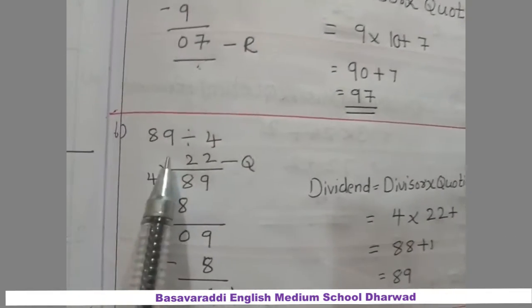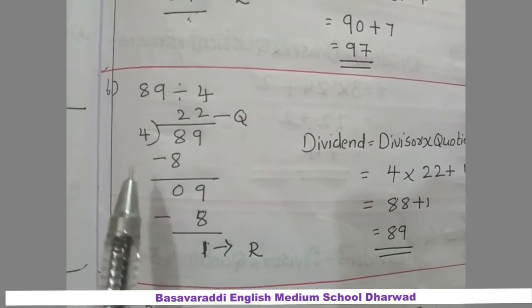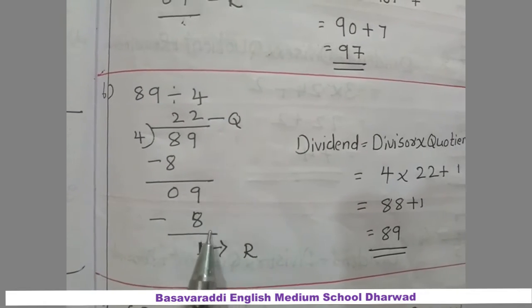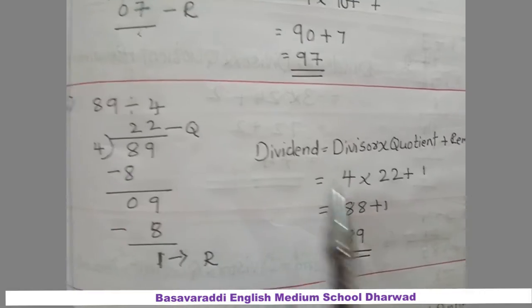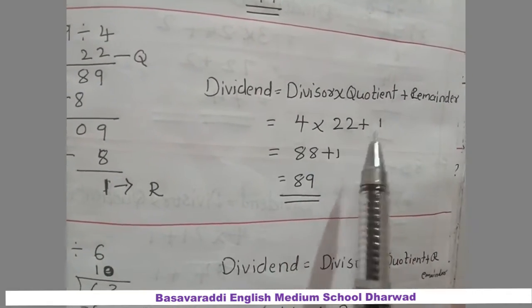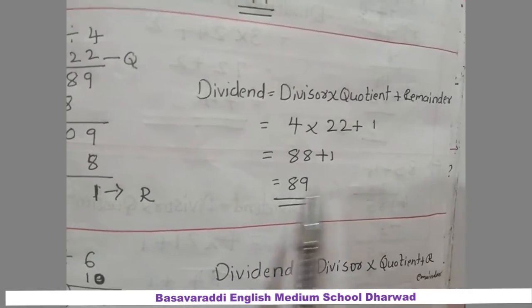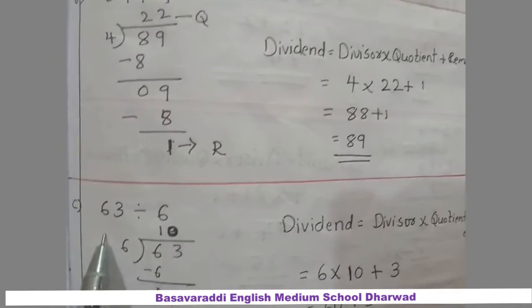Now 89 divided by 4. So we have to do this one. 4 to the 8, and again we bring down the ones place, and 4 to the 8. Then 1 is the remainder, and the quotient is 22. We have to check this answer. So divisor 4 into 22 plus 1. 4 22s are 88, plus 1 is 89. The answer is correct.